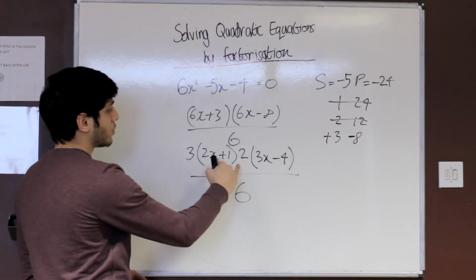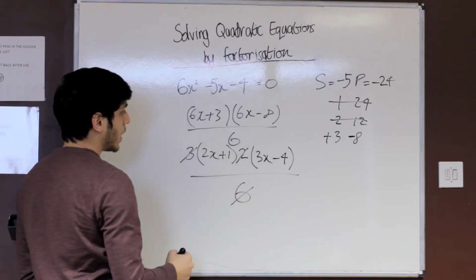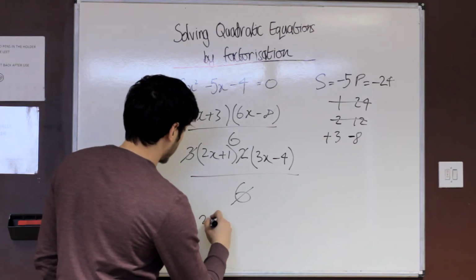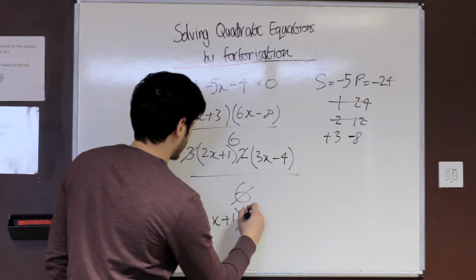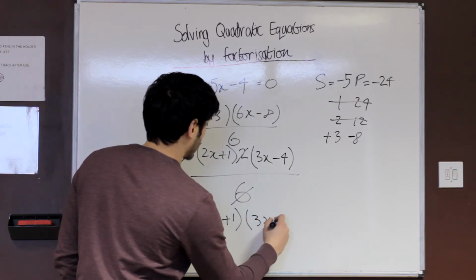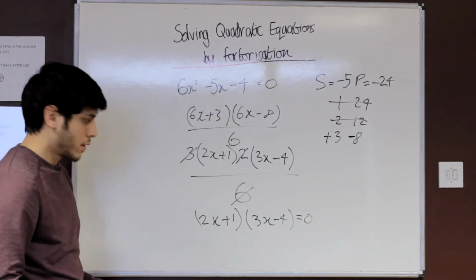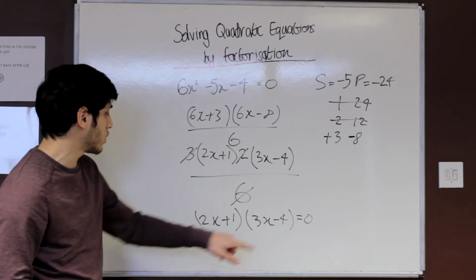We know that 3 times 2 gives us 6, so they will cancel out, and we're left with, as our final answer, 2x add 1, 3x minus 4. Now that we're at this stage, just like before, we've got to find two numbers that give us 0.